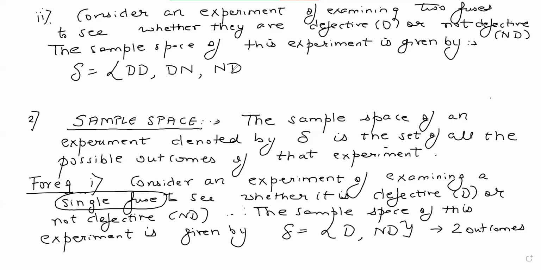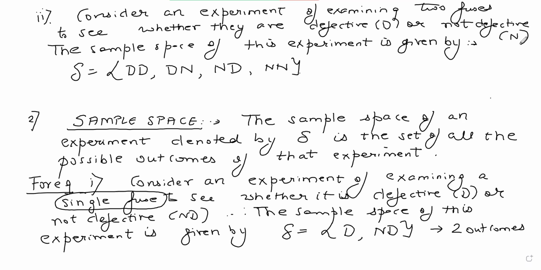Okay, and another possibility is that the first one is not defective, the second one is also not defective. N denotes not defective, so I'm not using ND, I'm using N. So I'm repeating this example again.